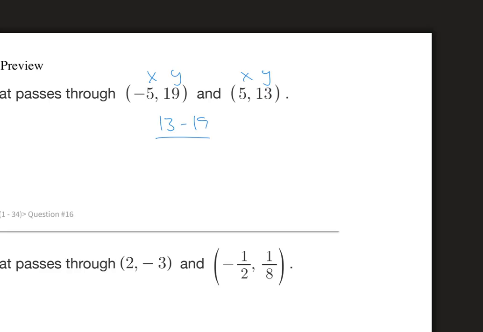By the way, why did I do this? It's a habit. It's something that I got used to because I would confuse sometimes, like, okay, that minus that, and that wasn't right. You know what I mean? So anyway, y2 minus y1 over x2 minus x1. This is negative 6 over 10. That's negative 3/5. That's our slope.